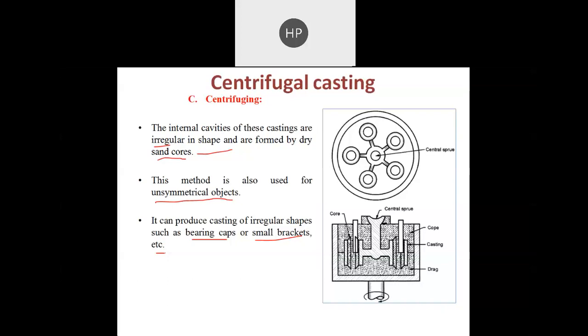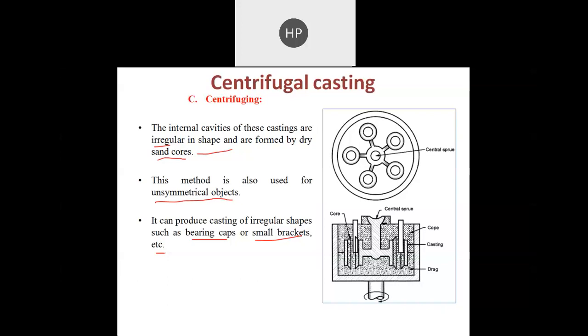Then semi-centrifugal casting will be useful for making symmetrical and large size castings like a disc or pulley. And third, centrifuging, in that one, irregular as well as unsymmetric objects are produced, like brackets or bearing caps. Okay, so these are the three types of the centrifugal casting process.